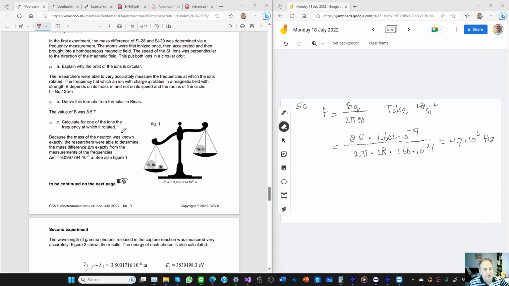Because the mass of the neutron was known exactly, the researchers were able to determine the mass difference delta m exactly from the measurements of the frequencies. And it's given here. 1, 2, 3, 4, 5, 6, 7, 8, 9, 10. So 10, that's what I mentioned, right? 10 significant figures.